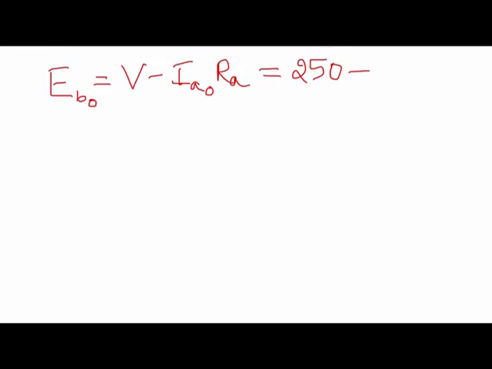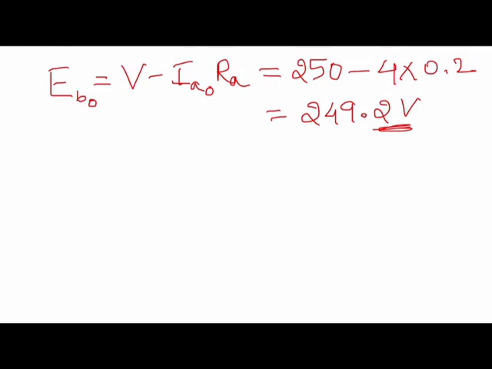Now we shall calculate the back EMF under no load condition. Let us consider Eb0, the back EMF. We know the equation for back EMF in terms of applied voltage, the current through the armature winding and armature resistance. Since it is no load, Ia0 into Ra will be constant. So if you apply this formula, V is 250 minus Ia0 is 4 into Ra is 0.2. So this will be 249.2 volts. This is the back EMF under no load condition.